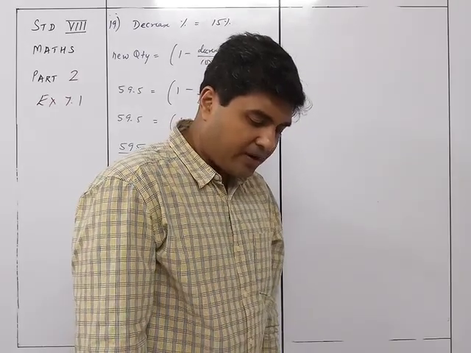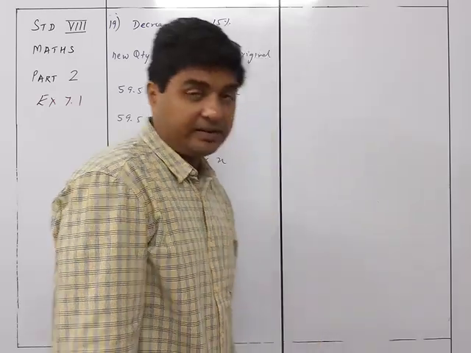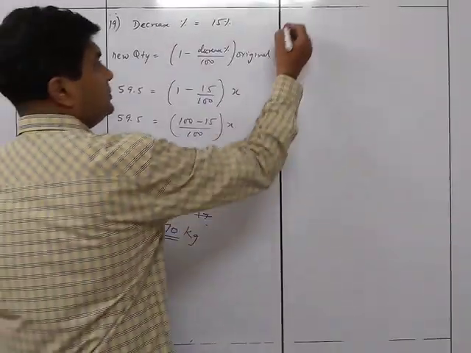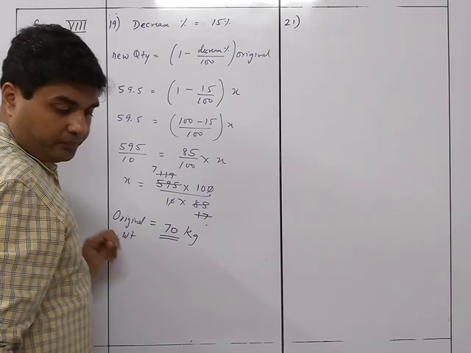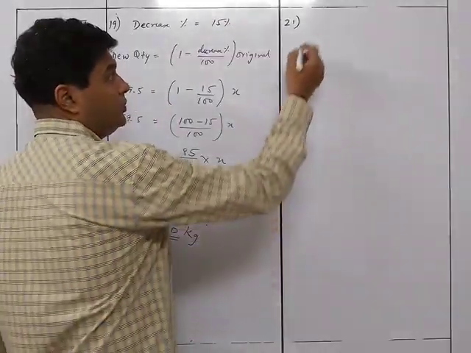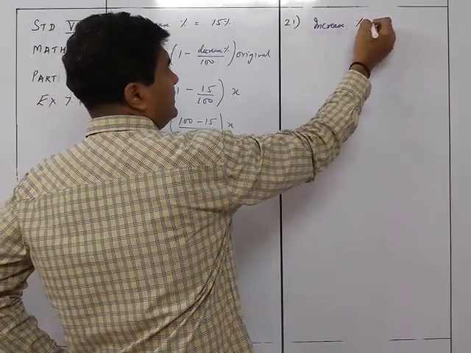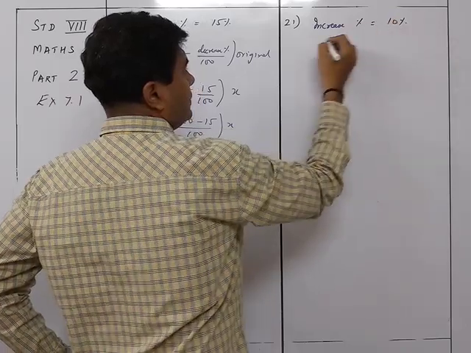Increase the price of 200 by 10% and then decrease the new price by 10%. Is the final answer the same? Okay, that's the question. So, increase the price of 200 by 10%. So, you know that increase percent is equal to 10%.